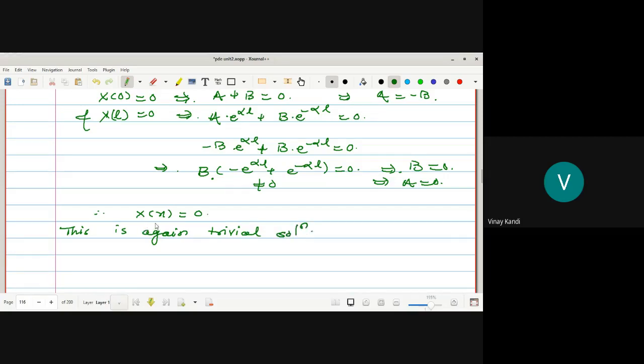Okay, what about the trivial solution? If I put this X of x into Y of x, that is, Y of x is equal to X of x into T of t, we get Y of x t is equal to 0, which means we get the trivial solution. Okay, so this is the trivial solution of equation number 6. Hence we drop or ignore it.